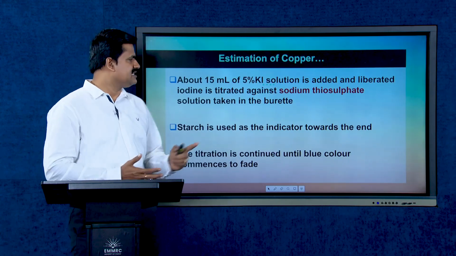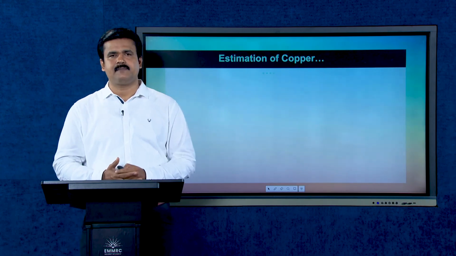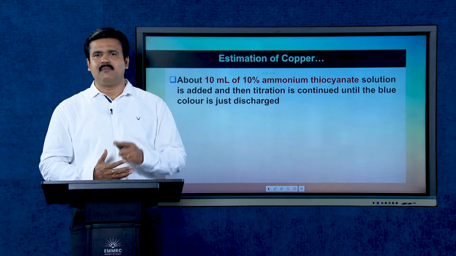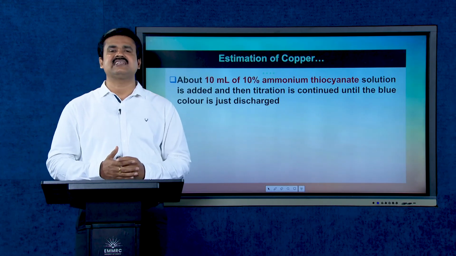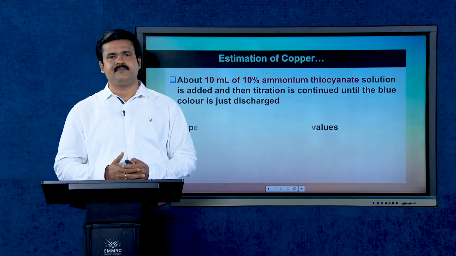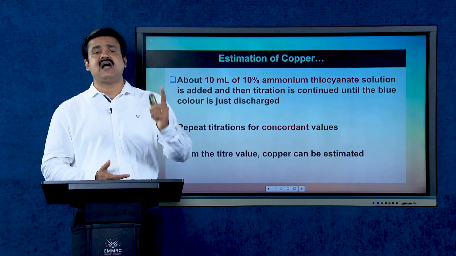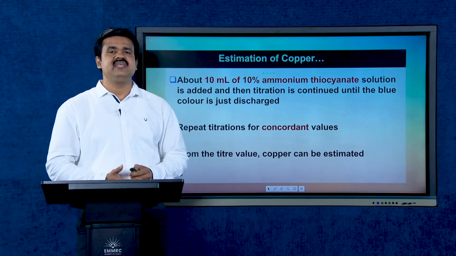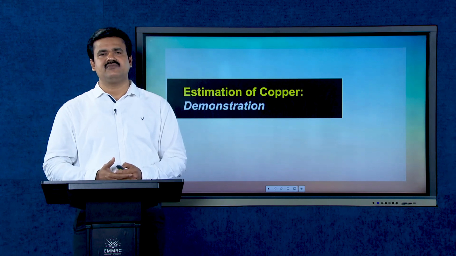The titration is continued until the blue color commences to fade. About 10 ml of 10% ammonium thiocyanate solution is added and then the titration is continued until the blue color is just discharged. Repeat the titration to get concordant values, and from the titer values the amount of copper can be estimated. Now, we are demonstrating the estimation of copper.